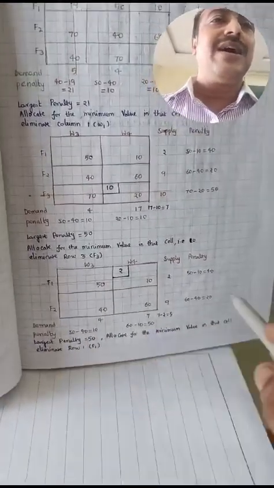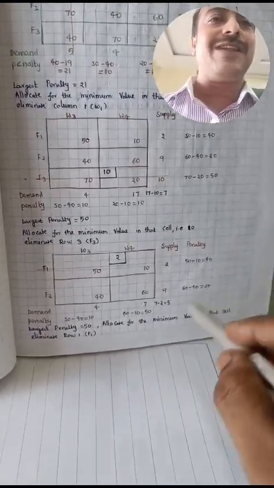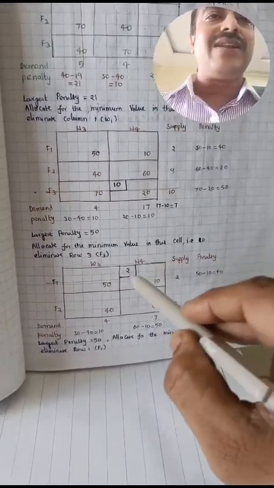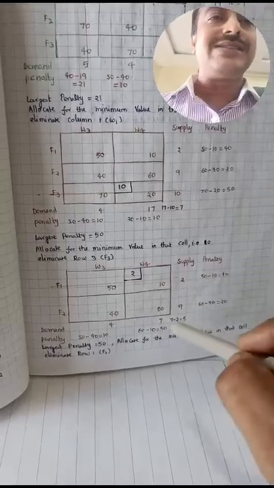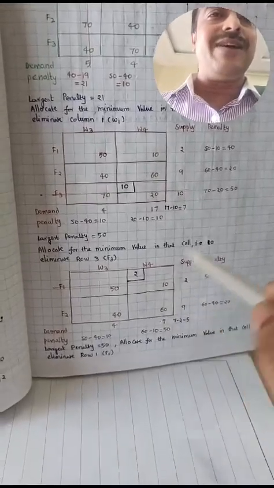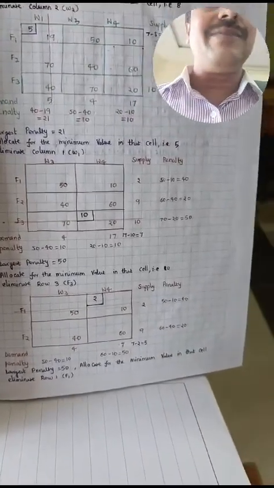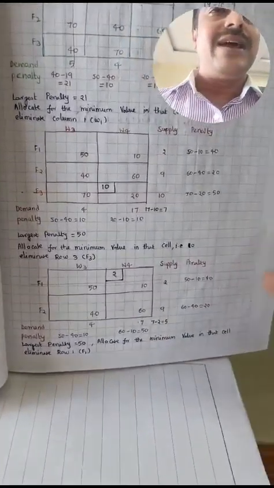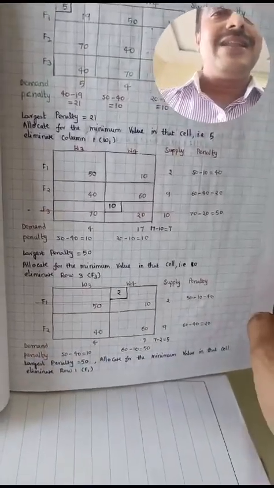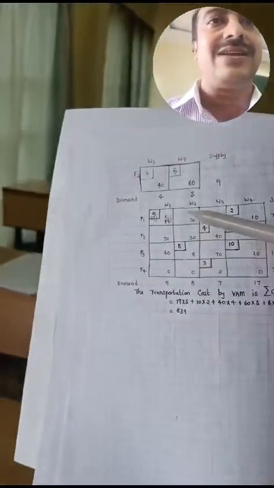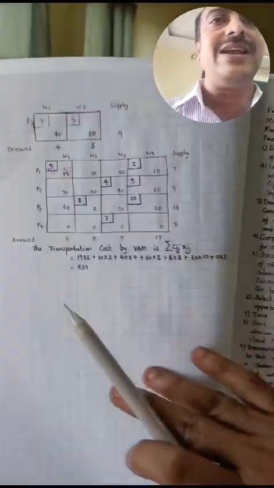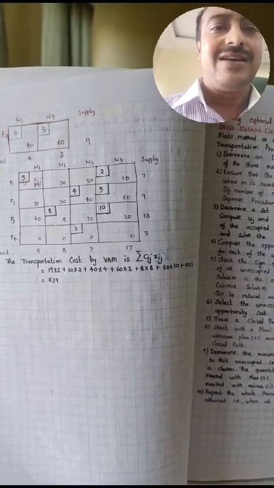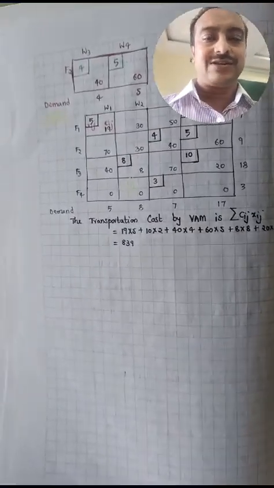Again the penalties are calculated, and the highest penalty 50 is considered, and in this the least value is 10, and for 10 the supply and demand values are 2 and 7. In this the minimum value is 2, which will be allocated here and subtracted from 7, and the first row is cancelled. And now only the last row is left. For that whatever is left is allocated, and we calculate Cij into Xij values, and the total transportation cost is obtained.